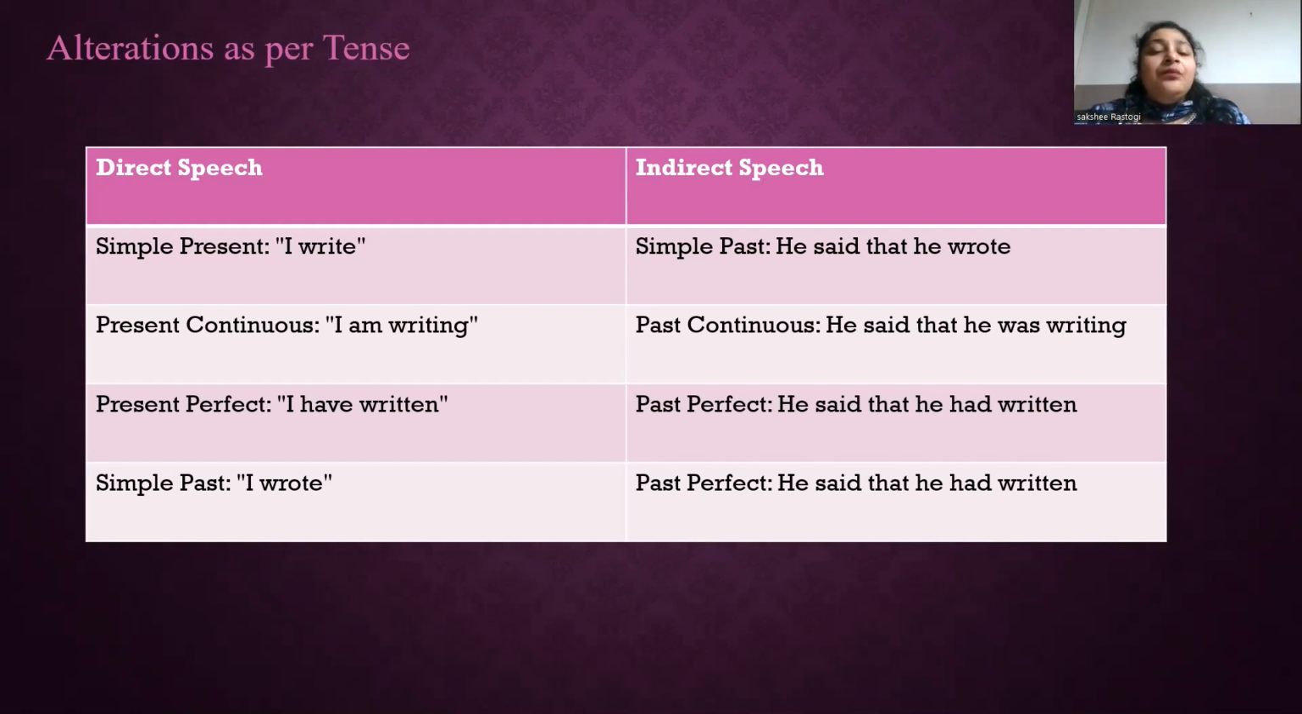For example, "I'm studying for the exam." This is the present tense I'm using, and this is the indirect speech. So in indirect speech, using the present tense reporting verb: she says that she is studying for the exam. So there is no change in the sentence.